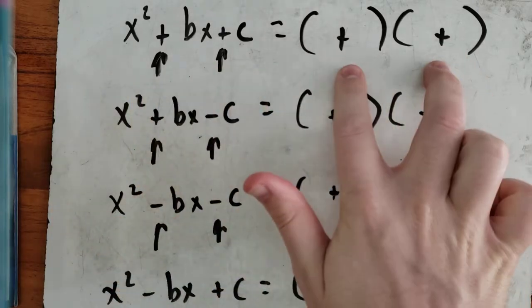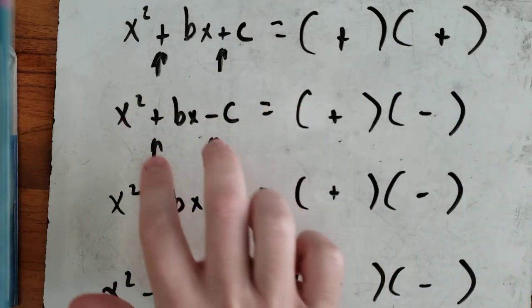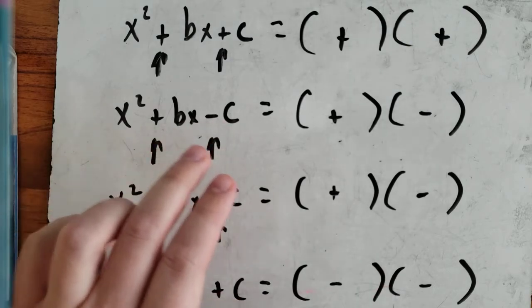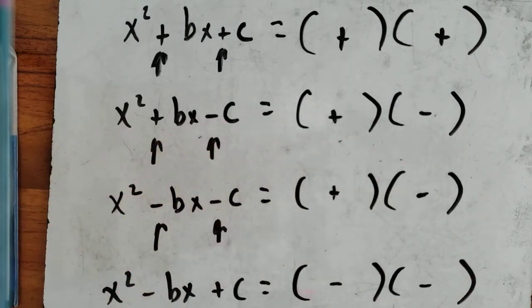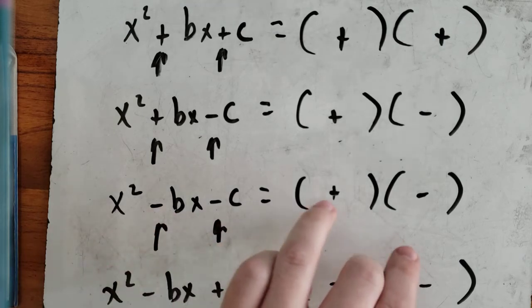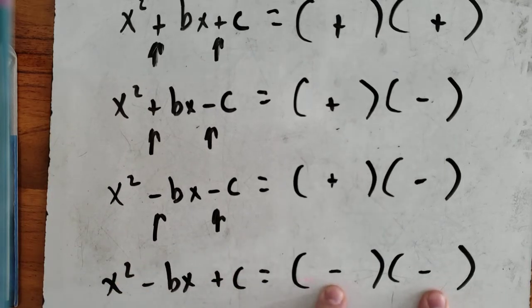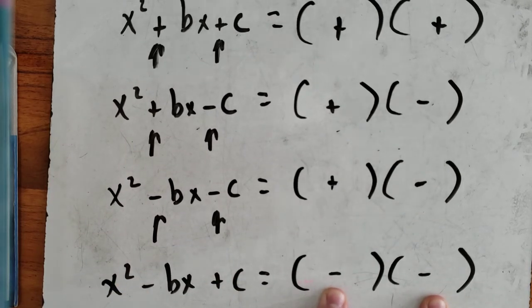Two pluses, a plus and a minus in this order. It has to be in this order. Plus and then minus gives you a plus and a minus. A minus and a minus gives you a plus and a minus. A minus and then a plus here gives you two minuses. Okay, so that's how this works. That's how this sets up.